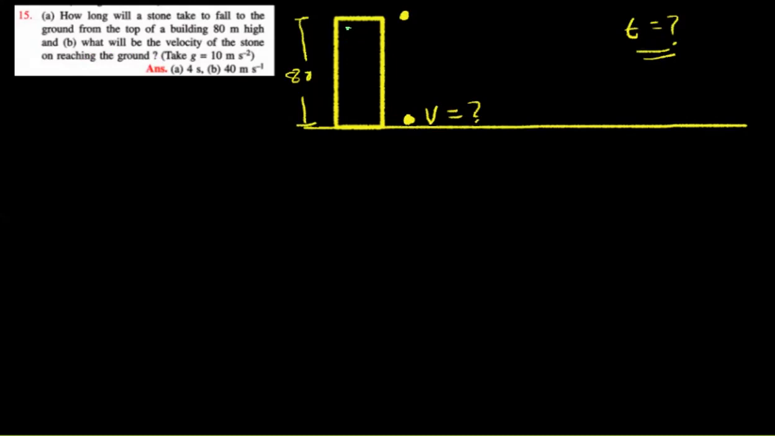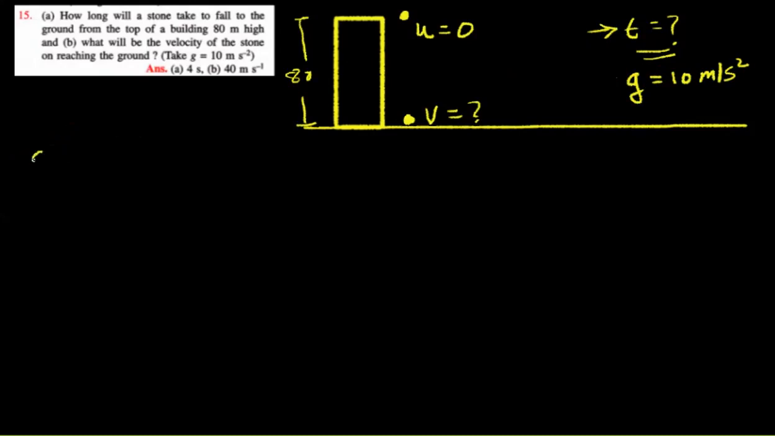If the stone is thrown from the top of the building, that means initial velocity equals 0. One more thing given to us is that gravity equals 10 meters per second square. So let's start with this. We know our formulas. Let's start with time. Let's first of all find the time taken by the ball.